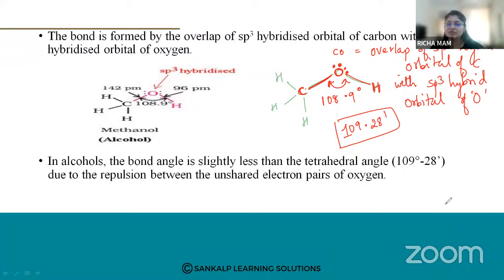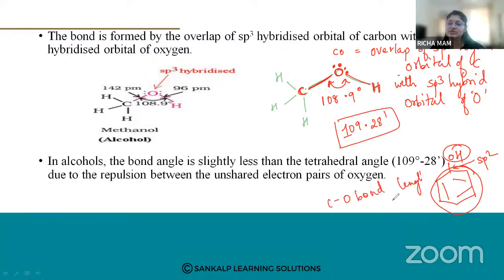If you consider a phenol, the OH group is attached where? It is attached to an sp2 hybridized carbon of an aromatic ring. So what is the CO bond length? The CO bond length is 136 picometer.